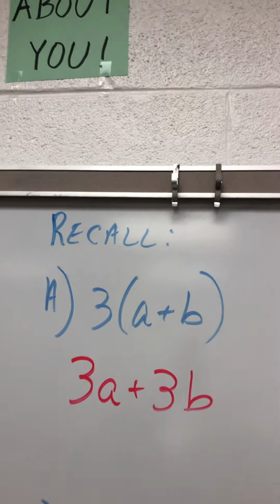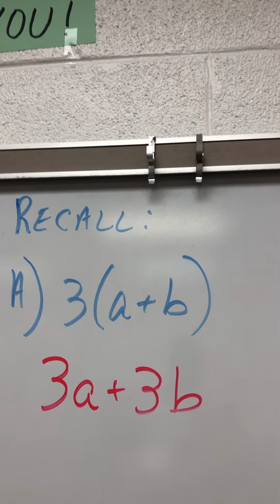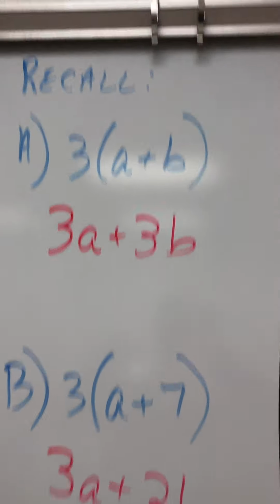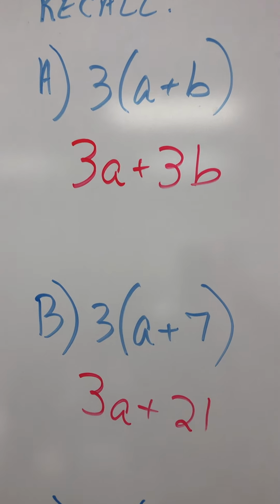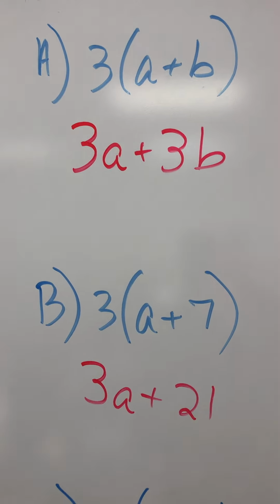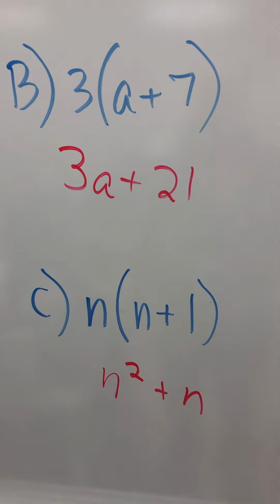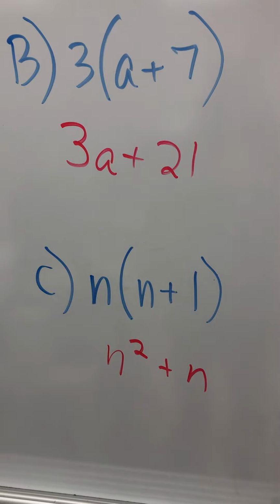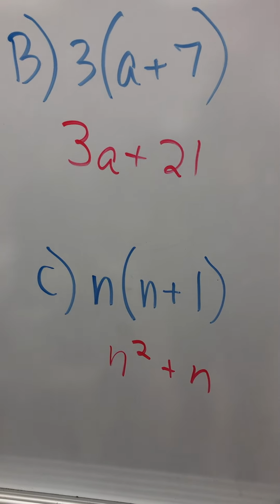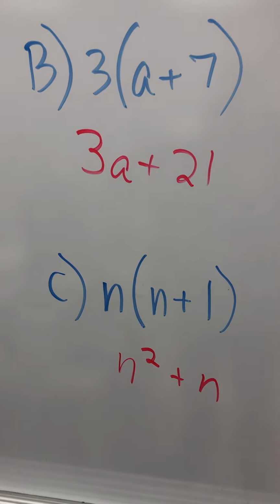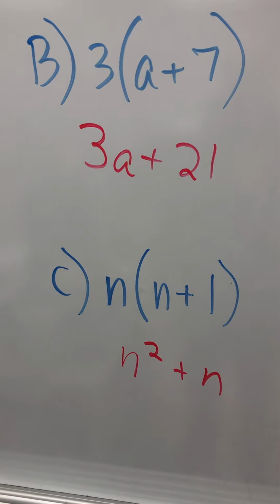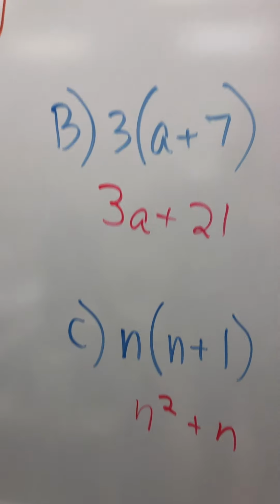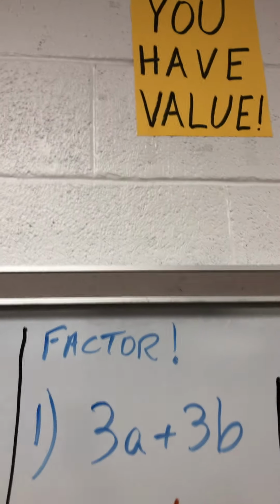Remember how 3 times a plus b was 3a plus 3b? And 3 times a plus 7 is 3a plus 21? And n times n plus 1 is n to the second plus 1n, or n to the second plus n, right? That's called distributing, or multiplying. Well, we're going to go backwards, and backwards is called factoring.